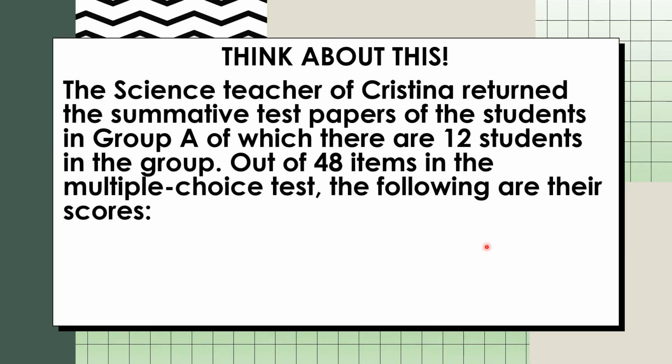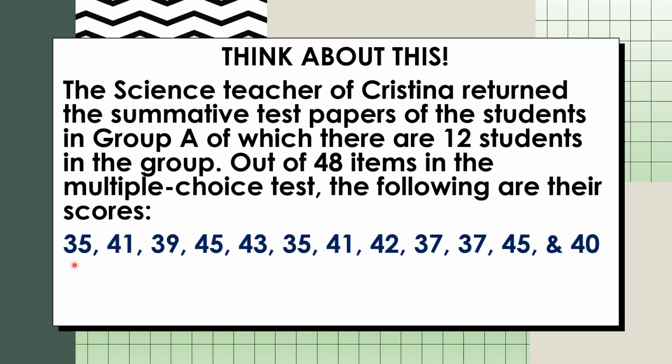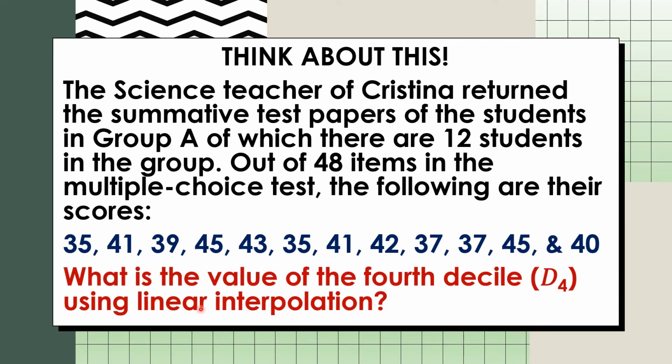The science teacher of Christina returned the summative test paper of the students in Group A, of which there are 12 students in the group. Out of 48 items in the multiple choice test, the following are their scores. We have 35, 41, 39, 45, 43, 35, 41, 42, 37, 37, 45, and 40. Now, we are asked to find the value of the fourth decile using linear interpolation.